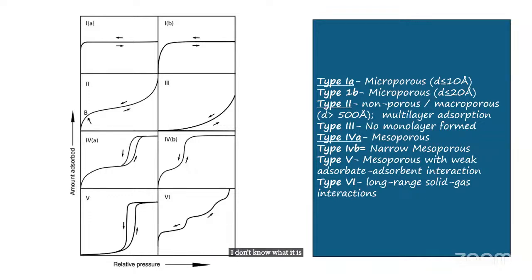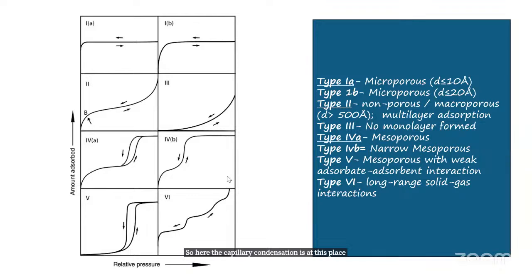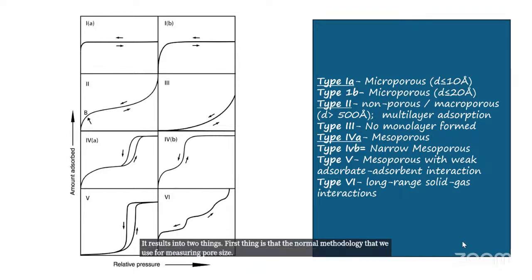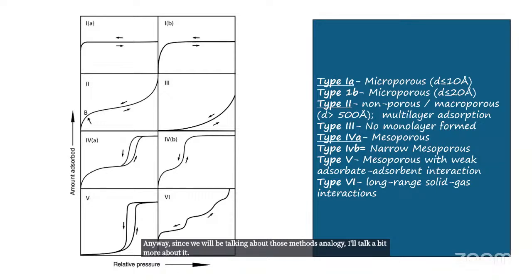Comes here is this one. Both are porous materials, especially mesoporous materials. But here, the pores are larger, and here the capillary condensation starts taking place at a very low pressure, comparatively speaking. So here the capillary condensation is at this place, here it is at this place. It results into 2 things. First thing is that the normal methodology that we used for measuring pore size distribution for mesoporous materials didn't quite work the way it should have in the case of 4B here. Anyway, since we will be talking about those mesopores analysis, I'll talk a bit more about it.